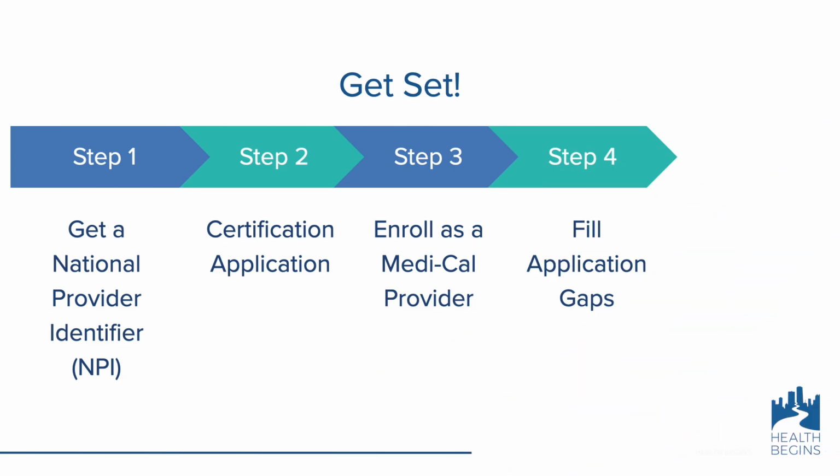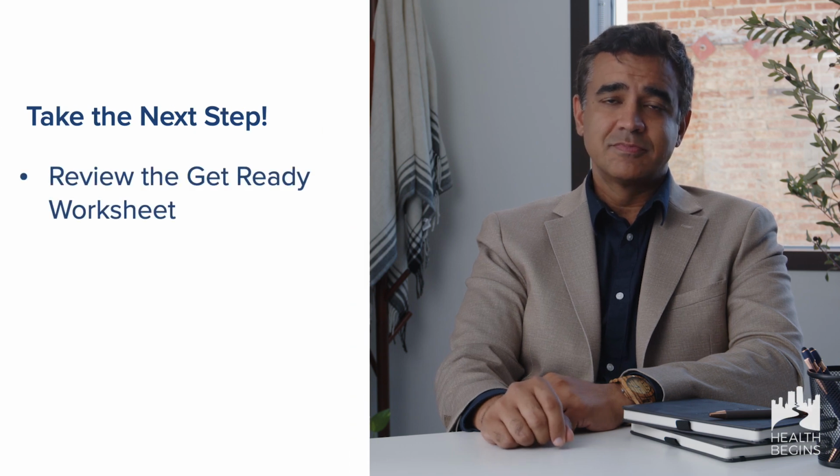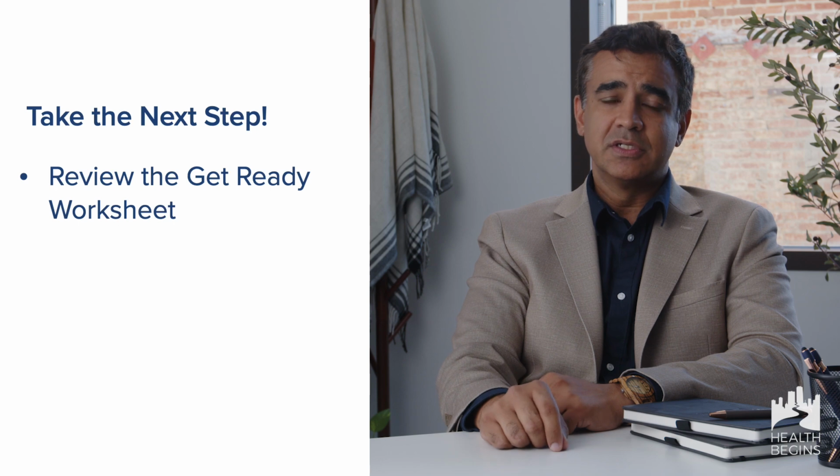After you've completed these steps in the process, you will be a contracted provider and be ready to go. We'll cover what happens after contracting in Module 7. In the meantime, here are some actions you can take. Review the Get Ready worksheet. This is where you identify which ECM populations of focus match those served by your organization and get familiar with the core services you need to provide.